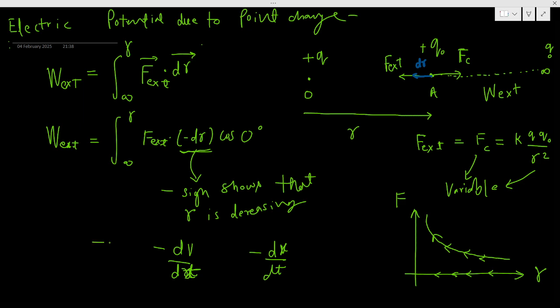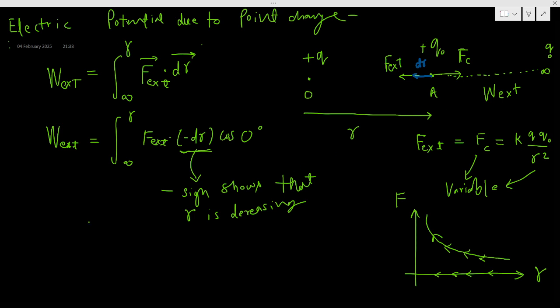What is the rate of decrease of area? Minus dA by dt. There are a lot of examples in physics and maths where, if there's a rate of decrease of something, you have to take a negative sign. So here we are taking the negative sign, and why? Because as Q naught and Q come closer, r will decrease. That's why I'm taking minus dr.